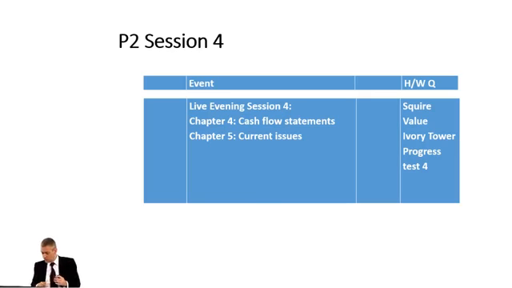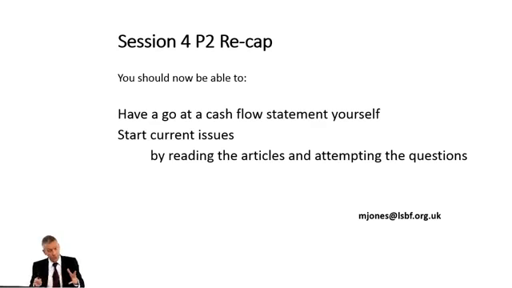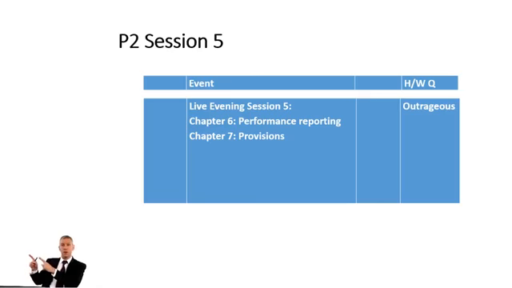Speaking about onwards, let's look onwards to what you should now be able to do. You should be able to have a go at a cash flow statement yourself. Well, you can. You can have a go at the 2 that I just discussed. You can have a go at Question Squire, and you can have another go at Ducky. And you should be able to start current issues by reading the articles and attempting the questions, the ones that I've just recommended to you. Which brings us to tomorrow, and we will be doing performance reporting and provisions. Doesn't that sound nice, guys?